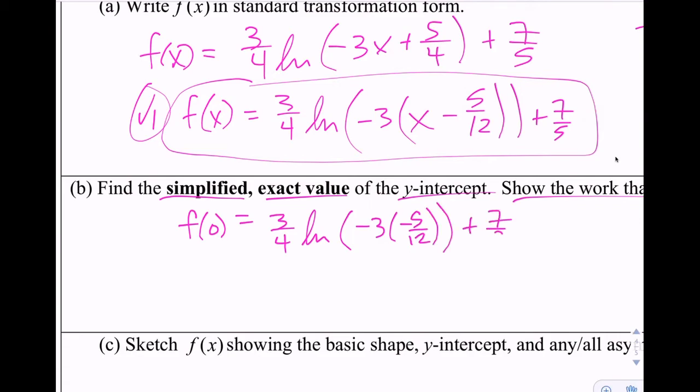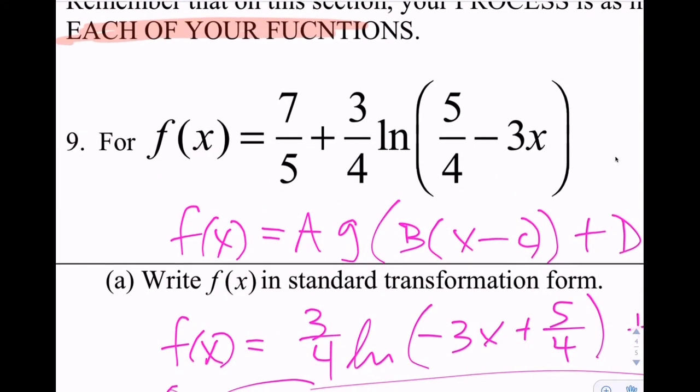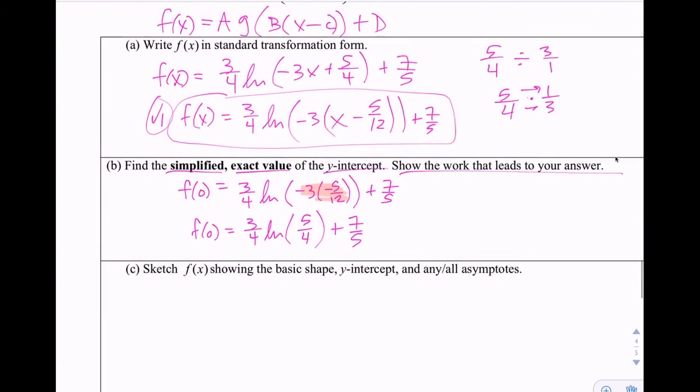plus 7/5. Now that would be if you plugged it into the standard transformation form. You could have plugged it back into the original as well. Is that simplified? No, because I can multiply those together. And so I get f of 0 equals 3/4 natural log of, what does that become? Positive 5/4 plus 7/5. So when you're finding the y-intercept, it's almost easier to plug it back into the original one, because you'll see that that term goes to 0. And you could have left it as 7/5 plus that. That's considered simplified. And that's it.